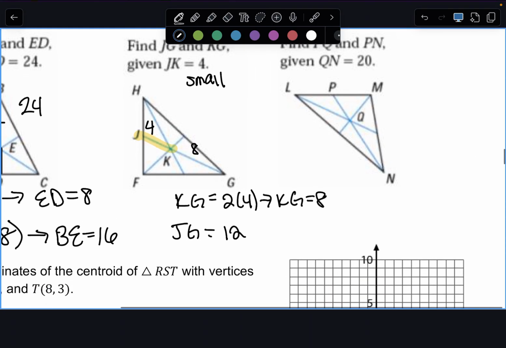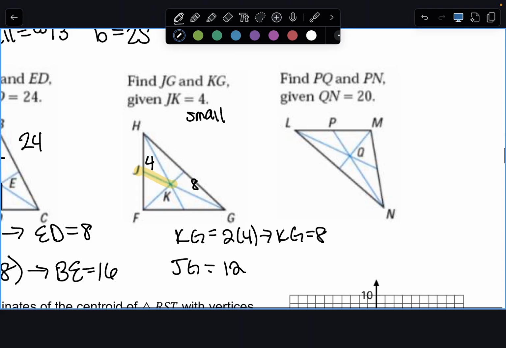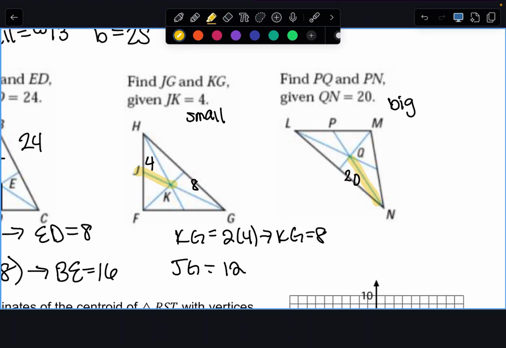Okay. One more of this type. This one says QN is 20. So this piece right here is 20. Is that the big piece or the small piece? It goes from vertex to center, big or small? Big. Okay, so this is the big piece. We need to get to the small piece. The small piece is PQ.